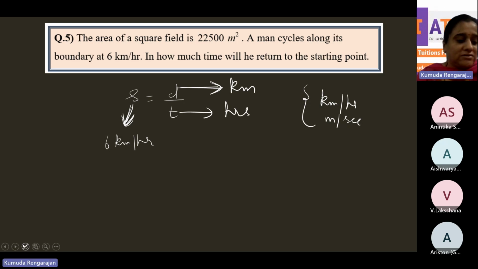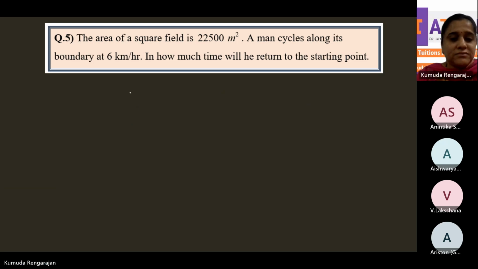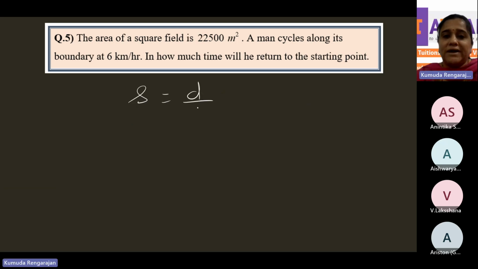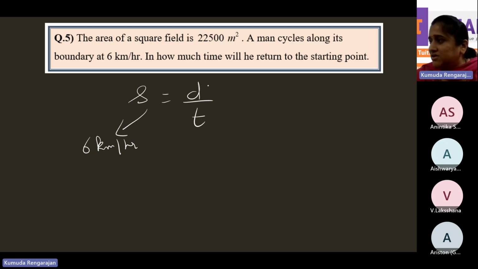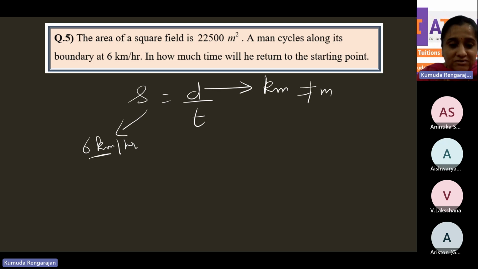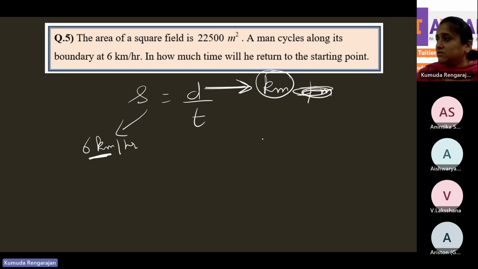I have to repeat this. Listen once again. Speed is equal to distance by time. Speed is given in kilometers per hour. So now we have to substitute the distance here, right? Perimeter is the distance, and that's what we're going to substitute. That distance should be in kilometers. It should not be in meters, because here the speed is given in kilometers per hour. So you must substitute distance in kilometers, not in meters.